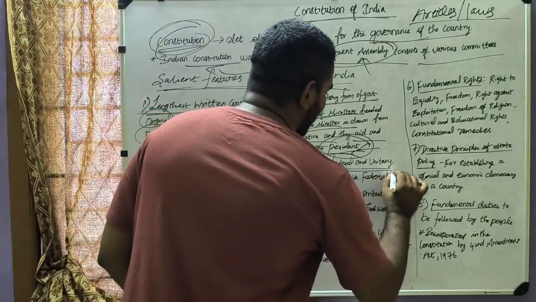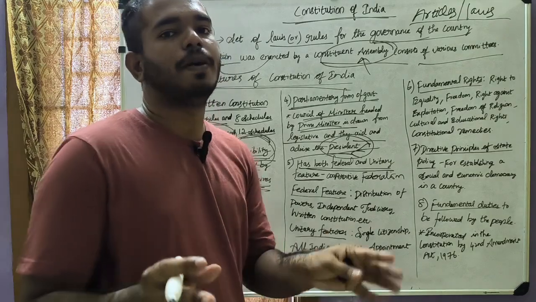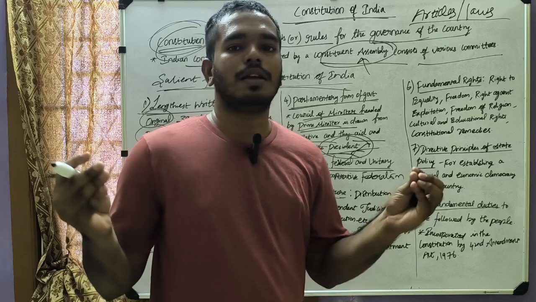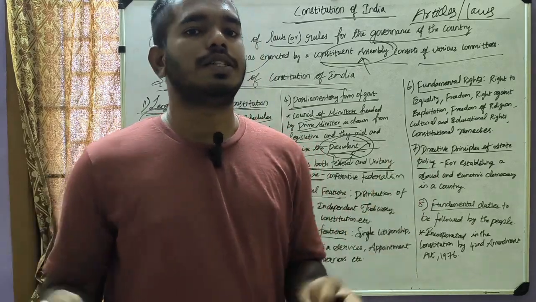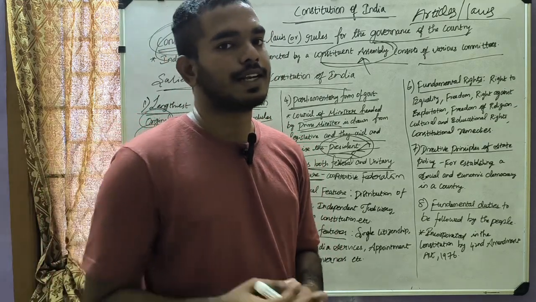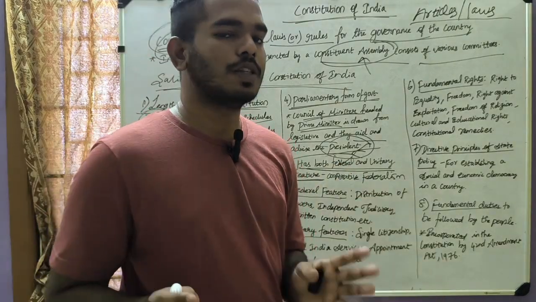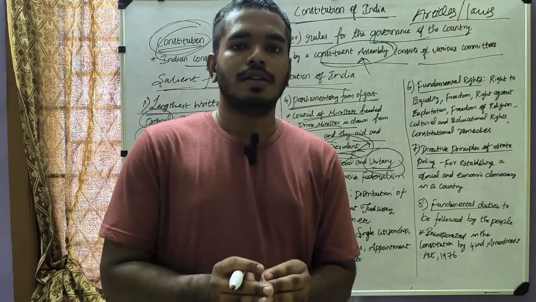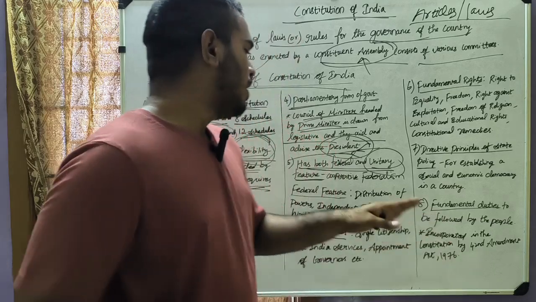The next feature is that it has both federal and unitary features. A federal feature is nothing but a division of powers. Distribution of powers is federal. In India, there are different state governments. There are a lot of states, and every state has a separate government, and there is also a union government, the central government. So the distribution of powers is what is known as federal. Unitary means that all the powers are vested in a single organization, single body or single person. That is what is known as unitary.